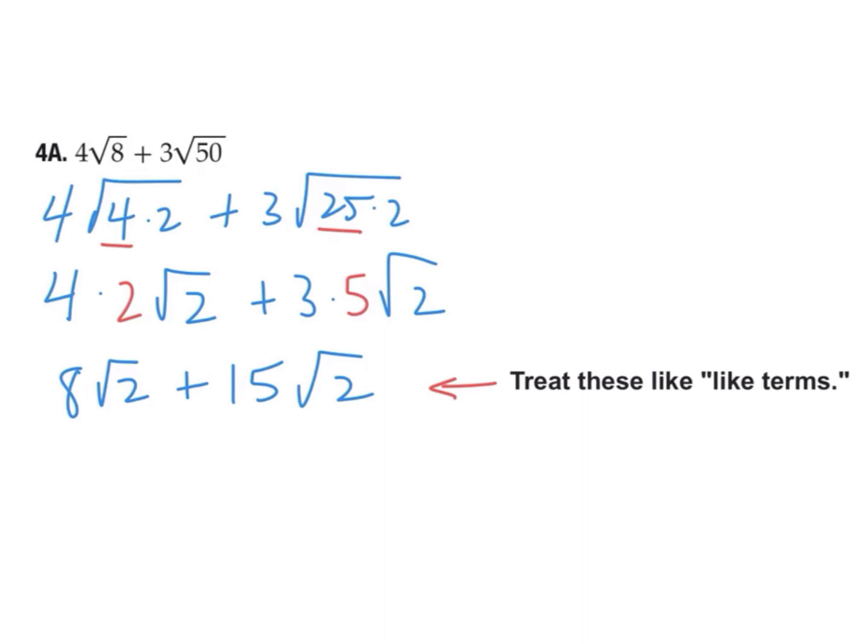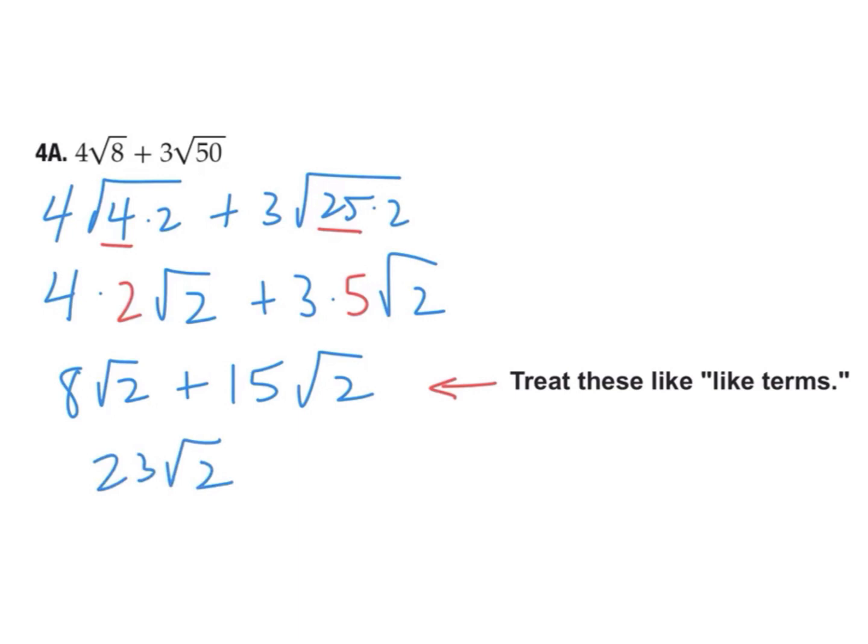Now what we're going to do is we're going to treat those like terms because they both have a radical 2 on them. And so now we can finally add. Because I have 8 root 2's and 15 root 2's, how many root 2's do I have? 23 root 2's. That's my final answer.